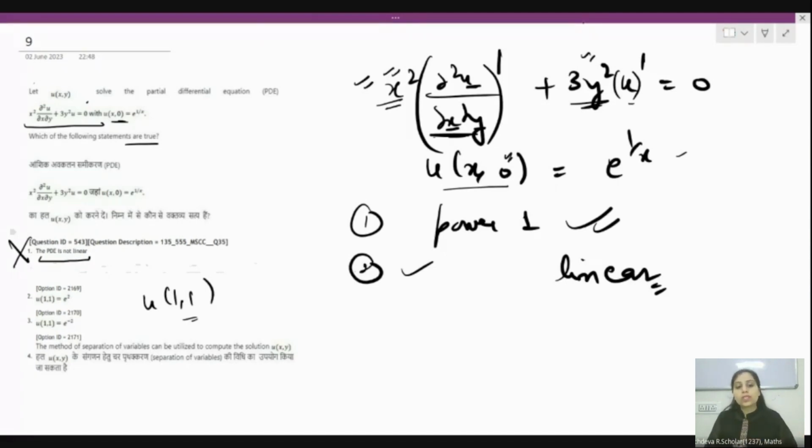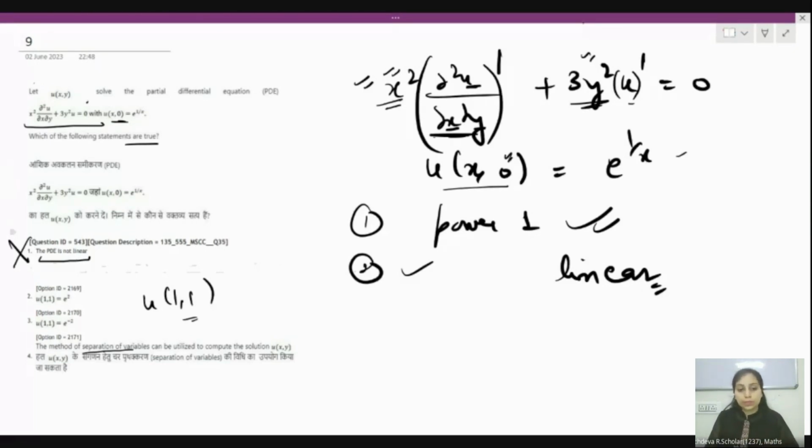The option number fourth says the method of separation of variables can be utilized to compute the solution. Now the question itself gives you a hint on how to solve this problem. The question says using separation of variables. So use the method of separation of variables. Can we find the solution by using this method? So let's take this method.